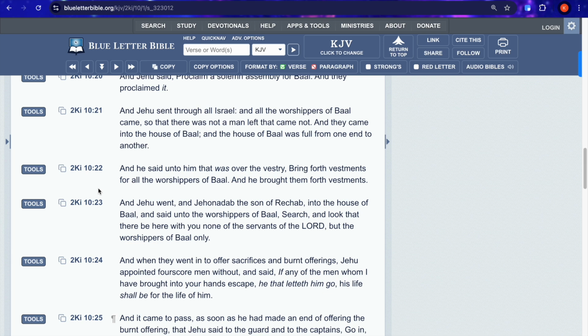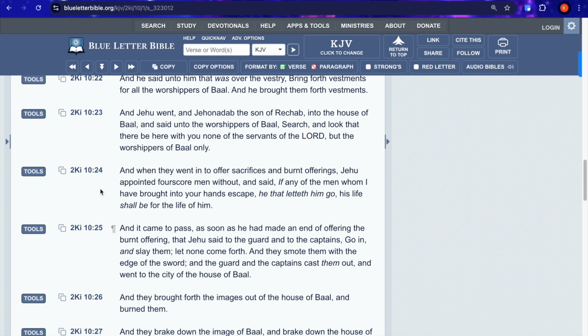And when they went in to offer sacrifices and burnt offerings, Jehu appointed 80 men without. So after they all went in to do their sacrificing, he set up 80 men outside and said, "If any of the men whom I have brought into your hands escape, he that letteth him go, his life shall be for the life of him." So if any of you let any one of these guys escape, you're dying in that person's stead. So you better be on point.